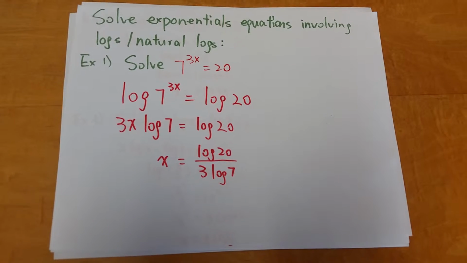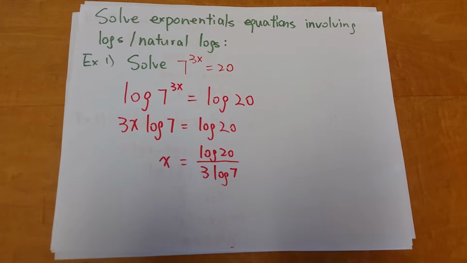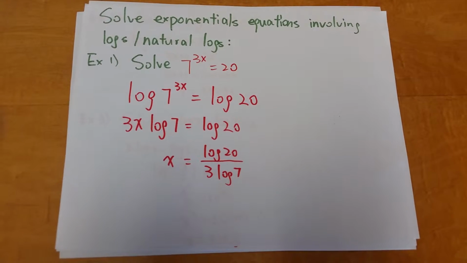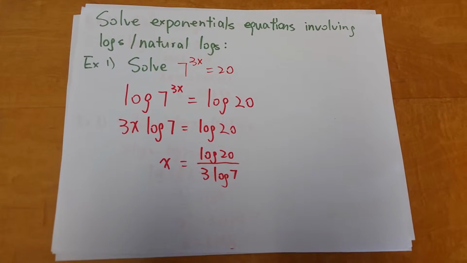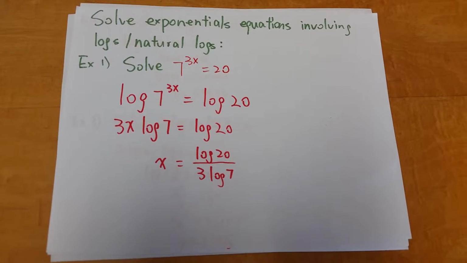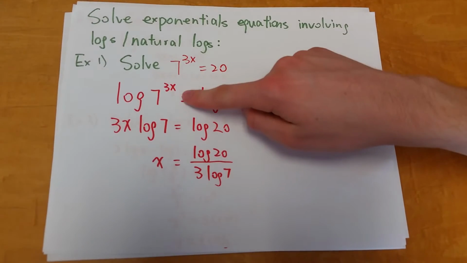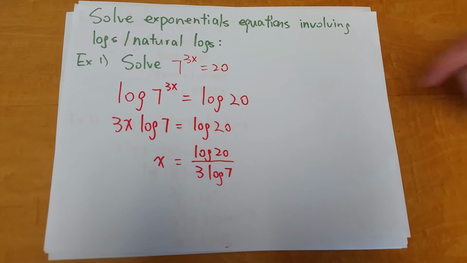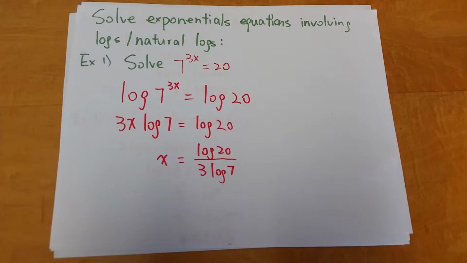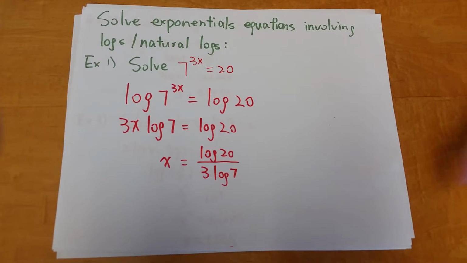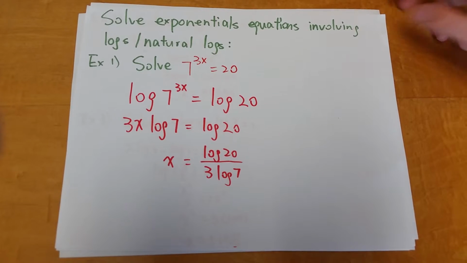Another example. We can solve exponential logs which involve natural logarithms. So, let's solve 7 to the power of 3x equals 20. So, we first take the log base 10 of both sides. That allows us to bring the 3x down and multiply it times the log, which gives us 3x times the log of 7 equals the log of 20.